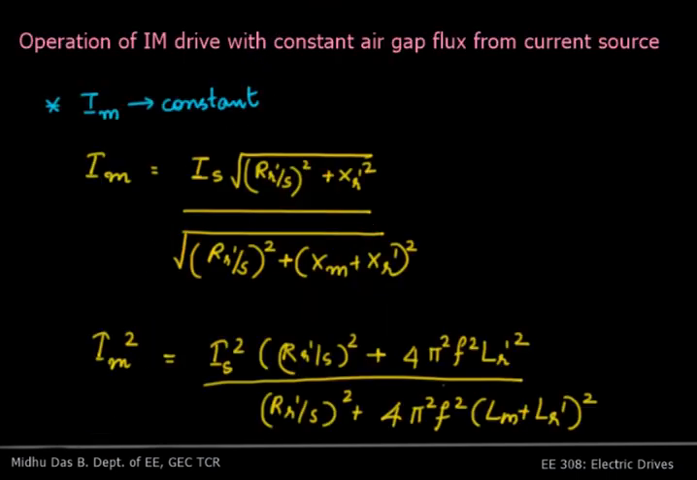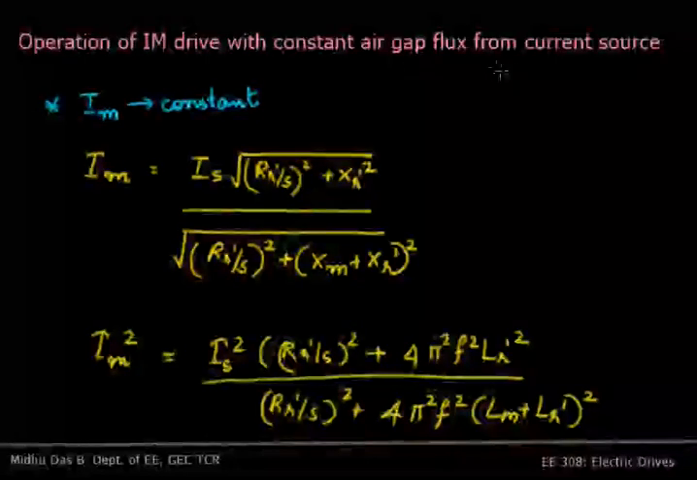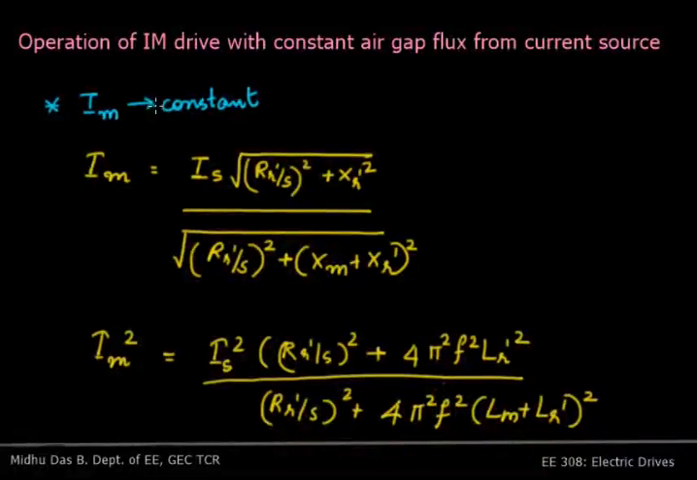Operation of an induction motor drive with constant air gap flux from current source. Ultimately, if you want to maintain the flux constant, you have to maintain the value of the current through the magnetizing branch, that is Im constant. So Im is given by this expression. Similar to the IR dash expression, we are writing an expression for Im in terms of Is and the motor circuit parameters. And you get an expression like this: Is into root over (RR dash by S) the whole square plus XR dash square, divided by the total. And this is the expression for Im square.